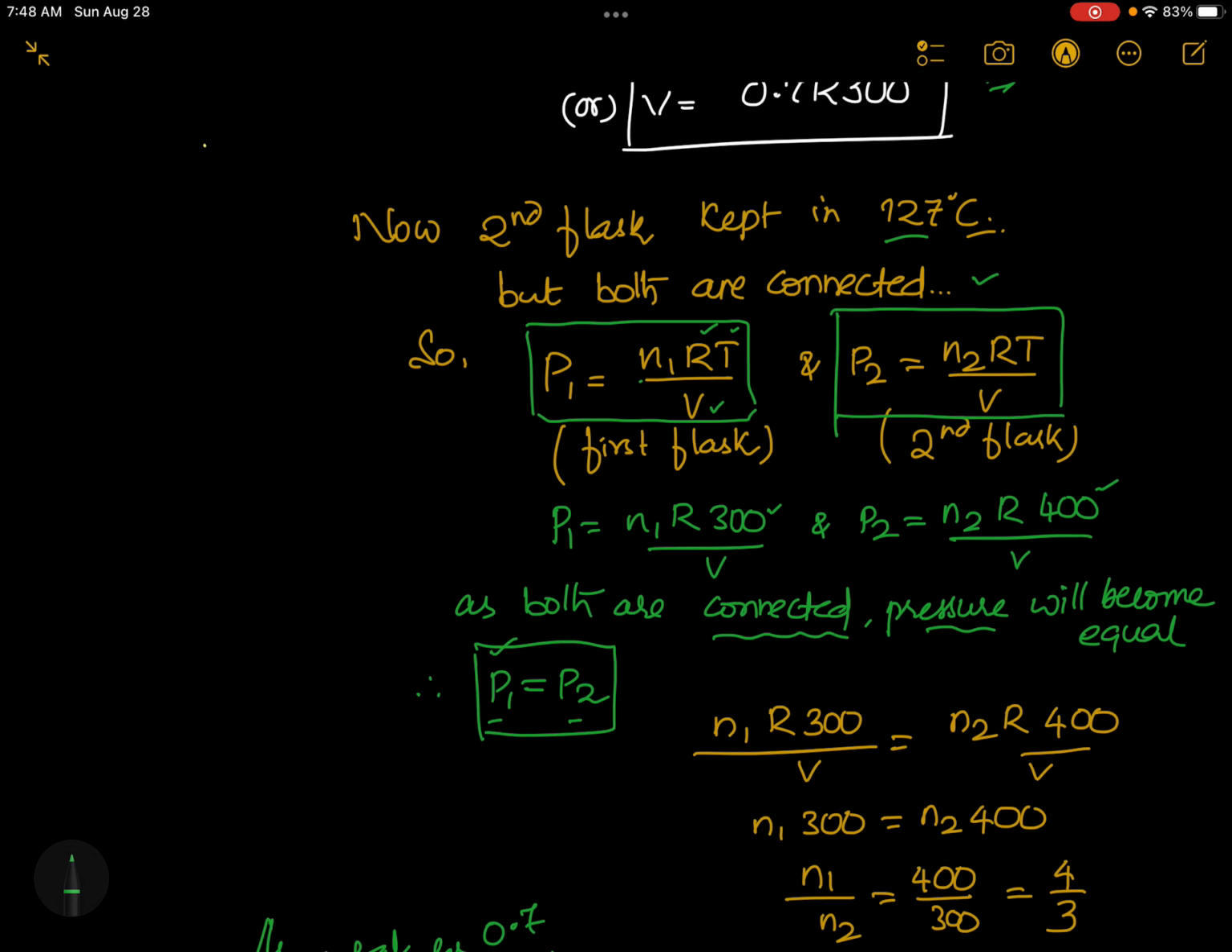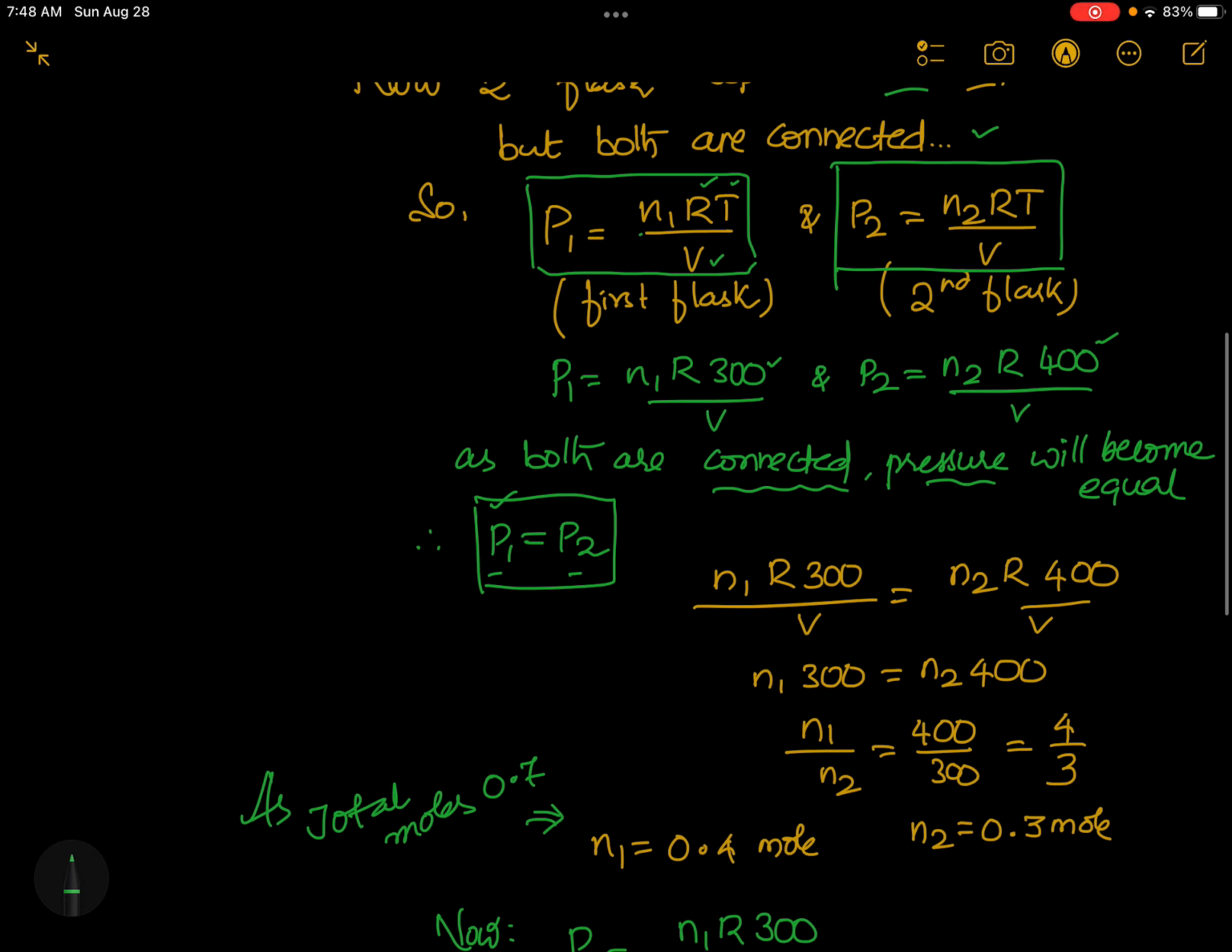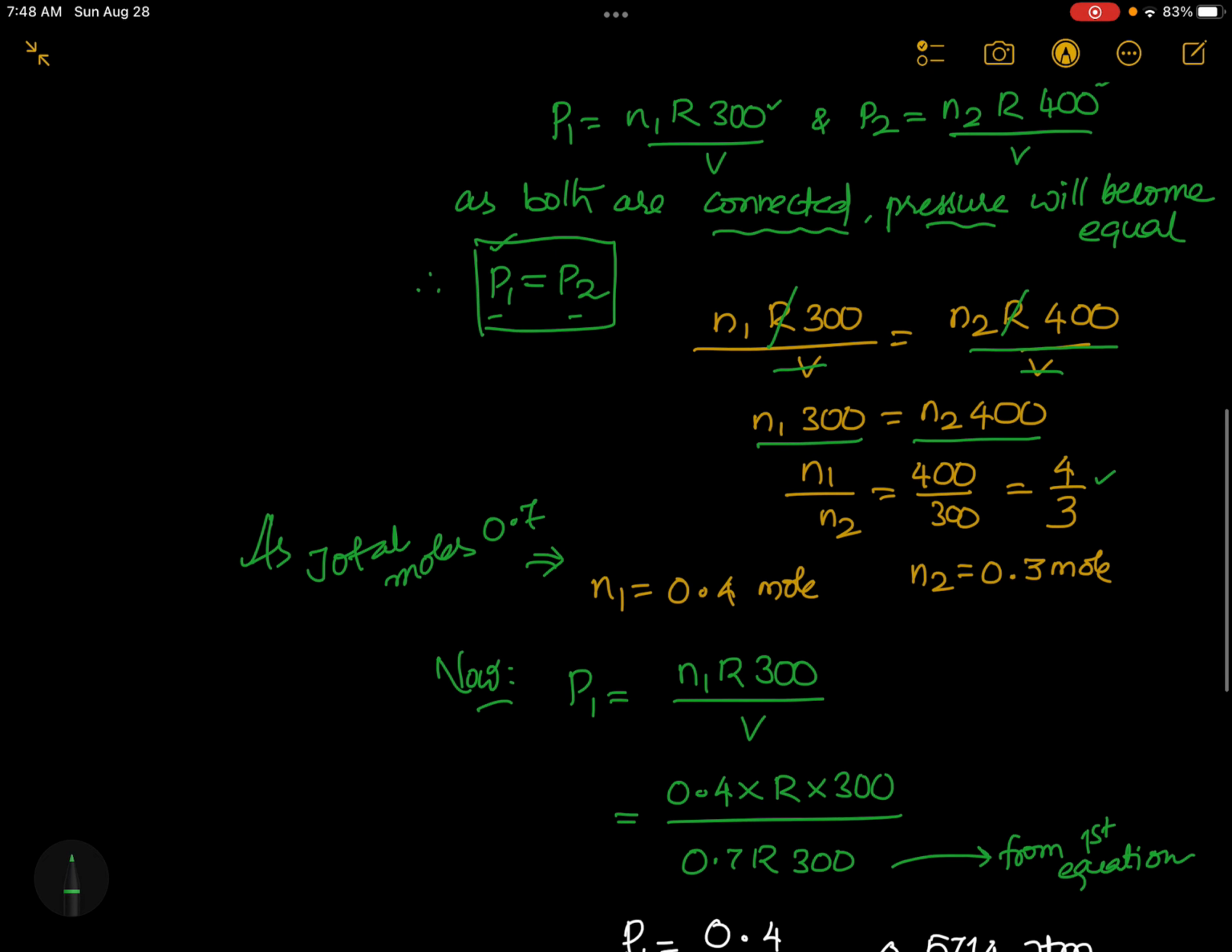So this is what is asked finally. What is P1 or what is P2? P1 is equal to N1 R 300 by V. P2 is equal to N2 R 400 by V. So V can be cancelled, R can be cancelled. So N1 times 300 is equal to N2 times 400, or N1 by N2 is equal to 4 by 3. And total moles are given to you, that is 0.7 moles. That means N1 is equal to 0.4 mole, N2 is equal to 0.3. 4 by 3 means if total moles are 7, N1 is equal to 4, N2 is equal to 3. If total moles are 0.7, N1 is equal to 0.4, N2 is equal to 0.3. Simple calculation.